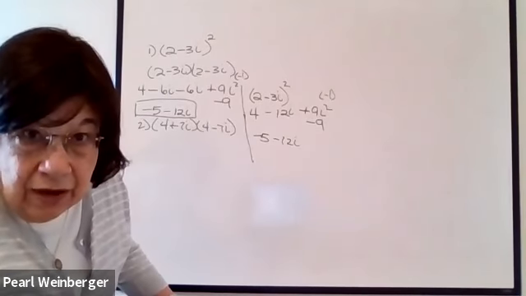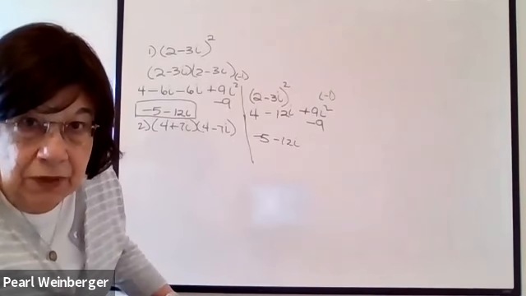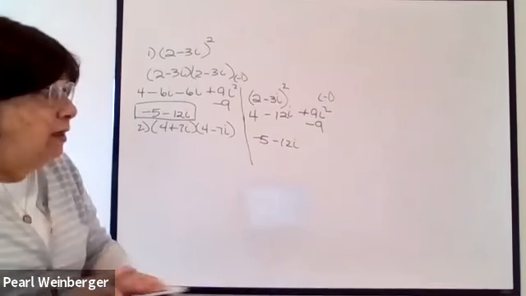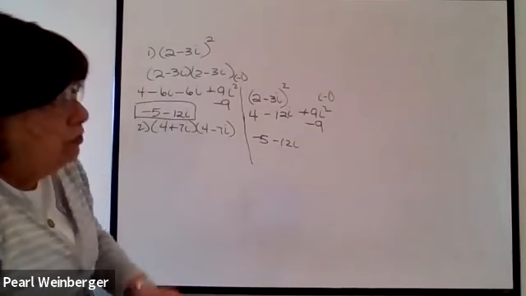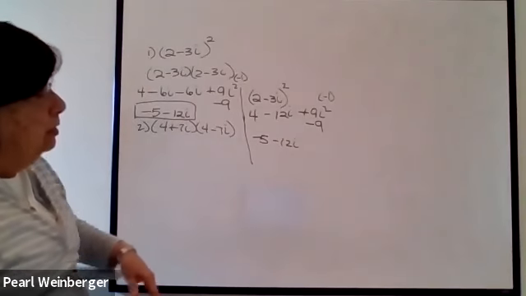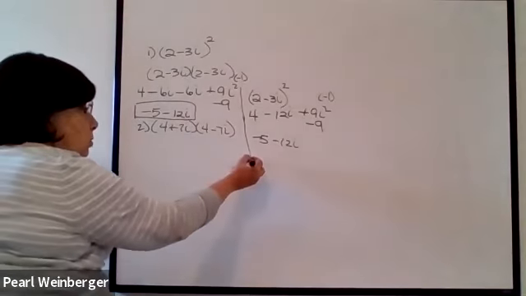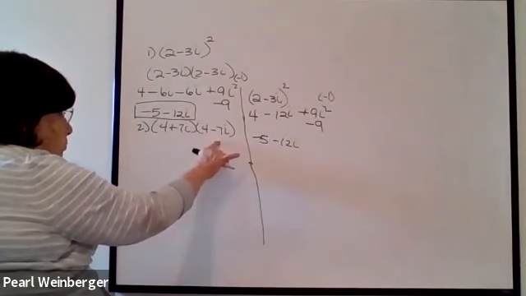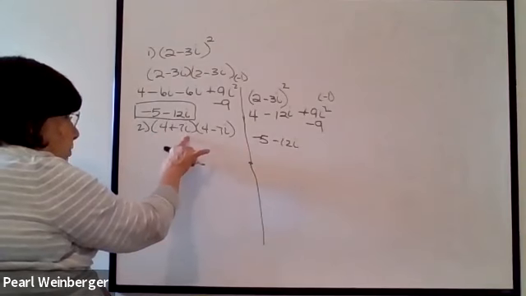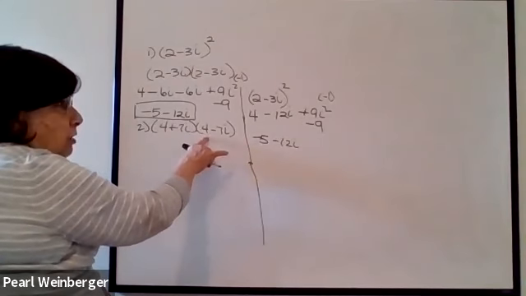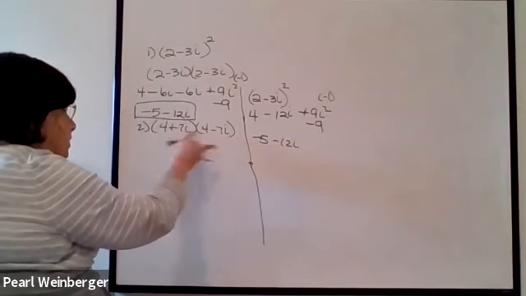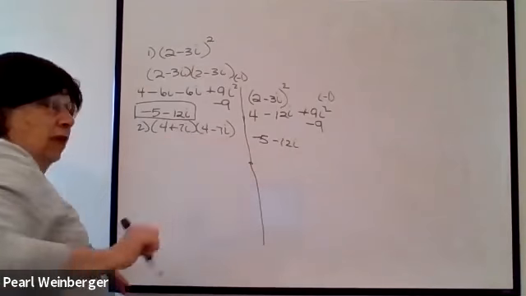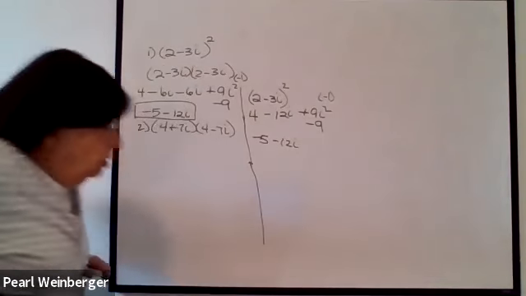Okay, so now I see we have a few people who have answers to the second question. Notice this is not a binomial squared, because one is 4 plus 7i and the other one is 4 minus 7i. So you want to multiply these two together.